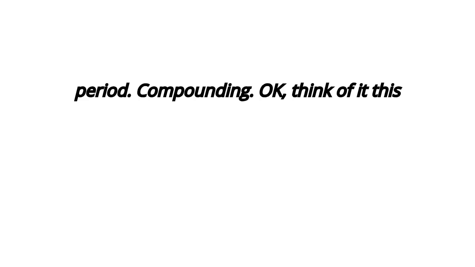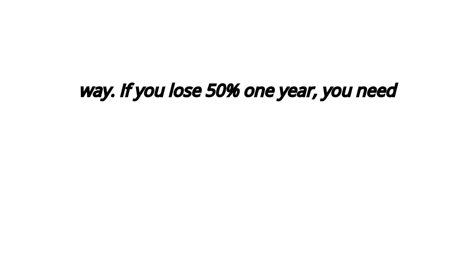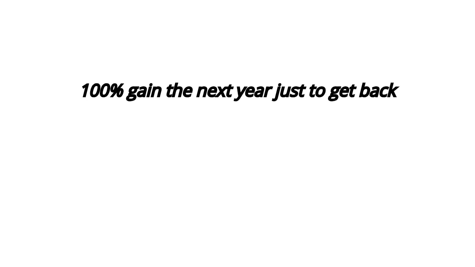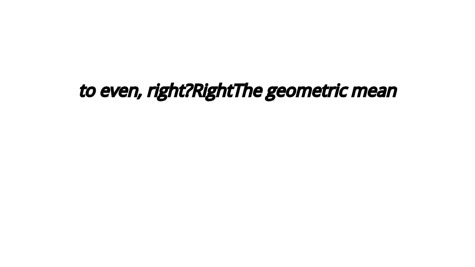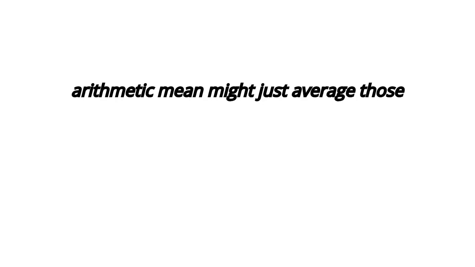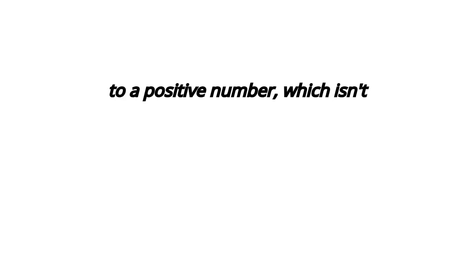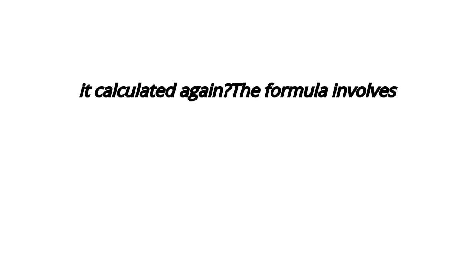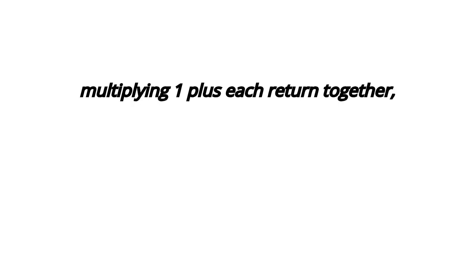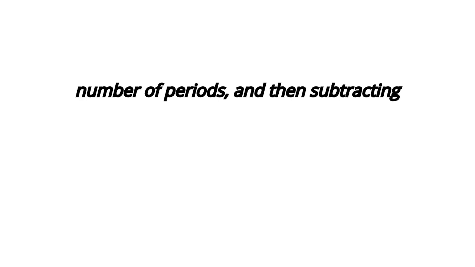Compounding. Okay. Think of it this way. If you lose 50% one year, you need 100% gain the next year just to get back to even, right? Right. The geometric mean captures this reality, whereas the arithmetic mean might just average those to a positive number, which isn't reflective of your actual outcome. How's it calculated again? The formula involves multiplying 1 plus each return together, taking the nth root, where n is the number of periods, and then subtracting 1.